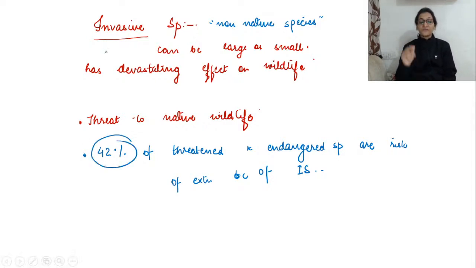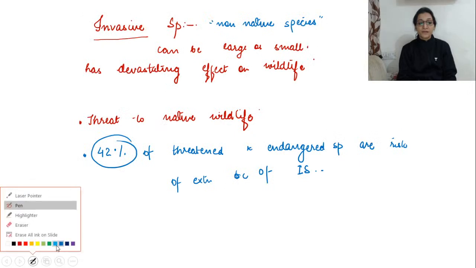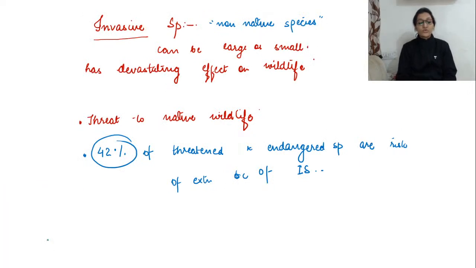So if you come across a question, invasive species are a risk for the native species. So yes, they are actually a threat to the native species, right? And the percentage is quite high, quite respectable, so it cannot be avoided, right? So human health and economies are also at risk because of the invasive species. So not only this, human health and economies are also at risk due to invasive species.